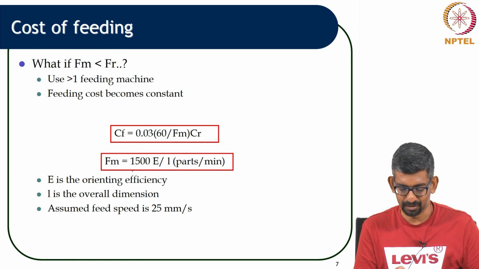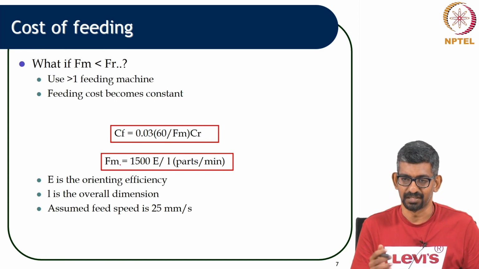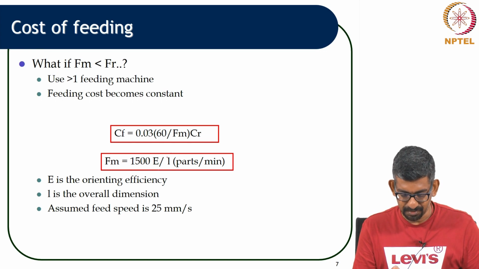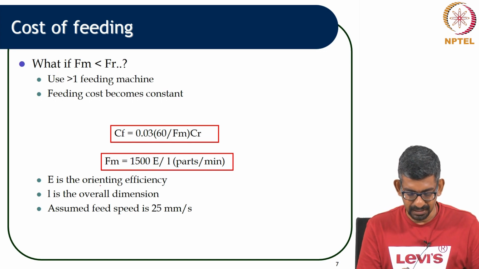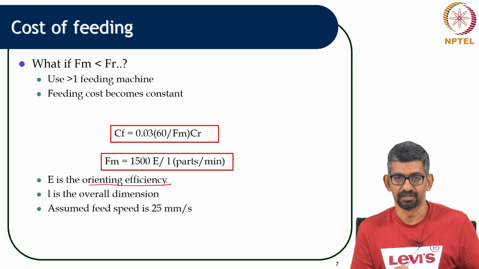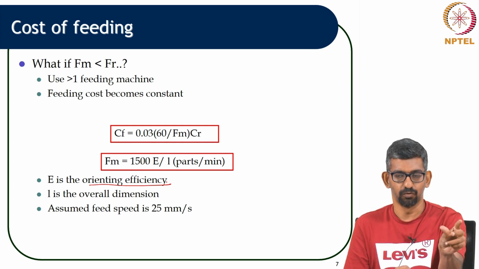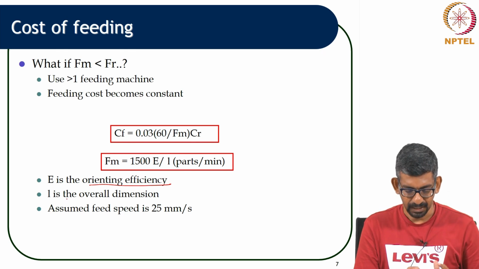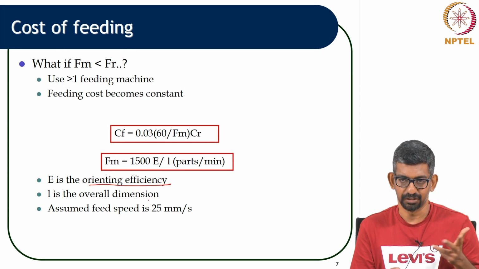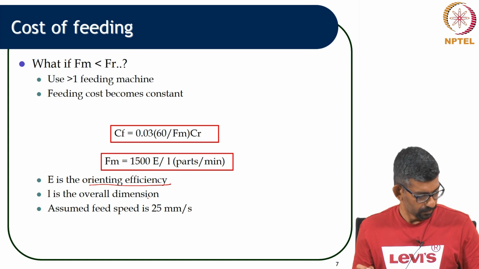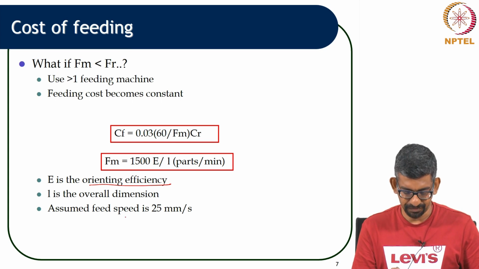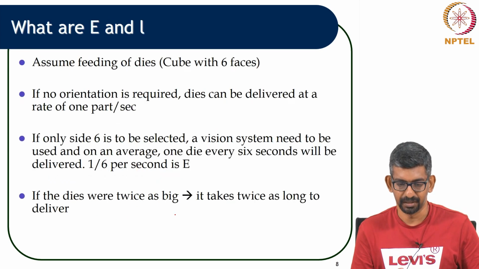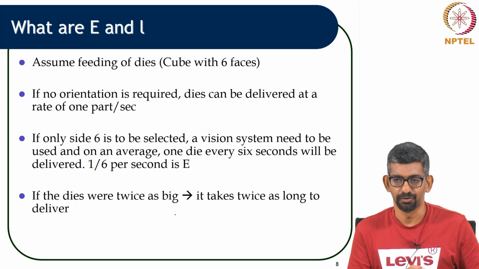FM is primarily 1500 times, which is nothing but your conversion from minutes to seconds, times E over L, where E is the orienting efficiency. Can I just take it and put it, or will I have to orient it some way? We will discuss what that orienting efficiency is, and L is your overall dimension. In this particular case, we are assuming a feed speed of about 25 mm per second. So, how do you get this E and L?